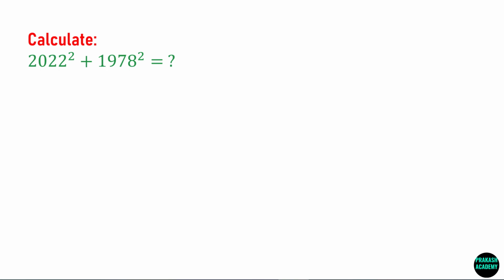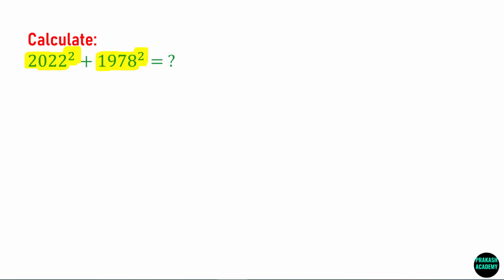Hello friends, in this problem we have to calculate the value of this expression. So you have 2022 whole square plus 1978 whole square. You can use a calculator to calculate this value, but in this video we are discussing how you can solve this problem without using the calculator.